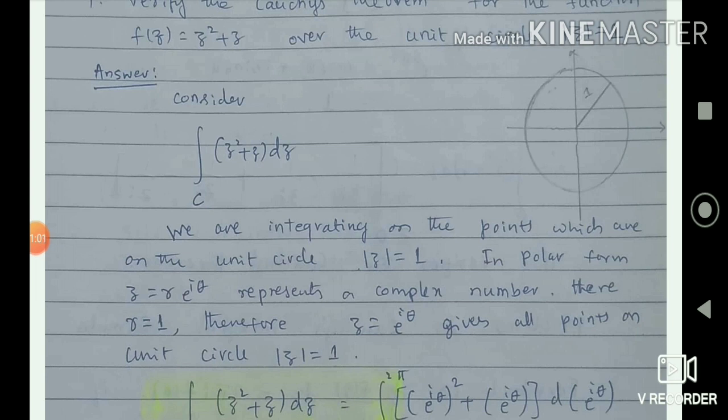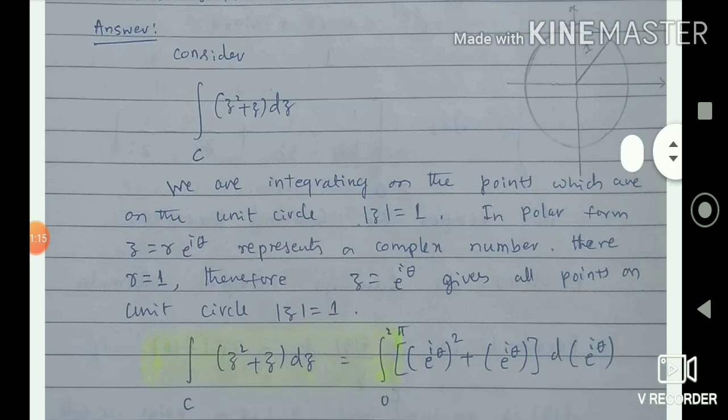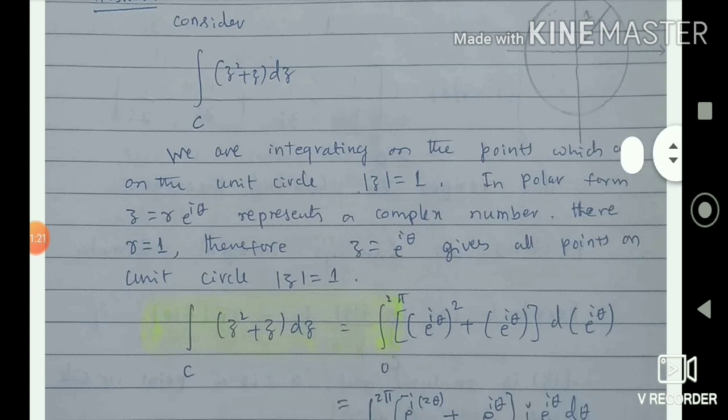We use the polar form. In the form z equal to r into e power i theta represents a complex number. Here, if you take the points on the unit circle, then the radius is 1. So you substitute r as 1. We get z equal to e power i theta be the equation of all the points on the unit circle.